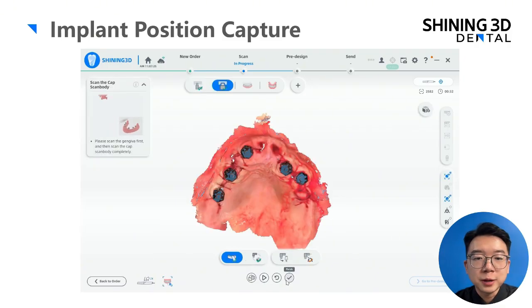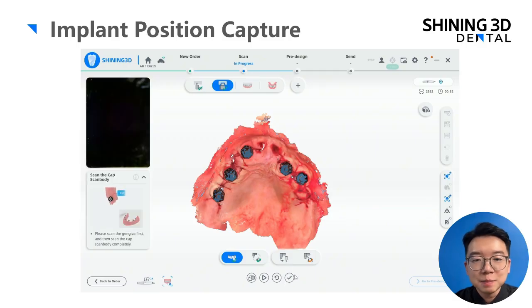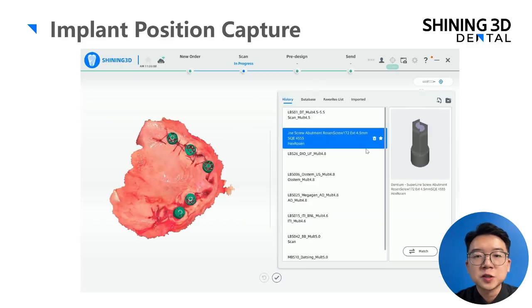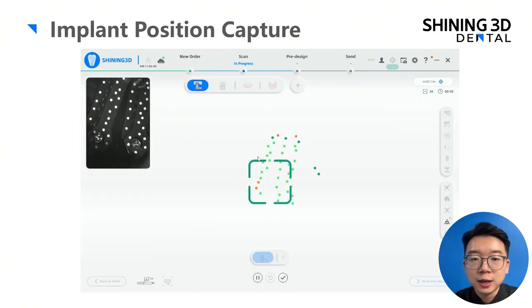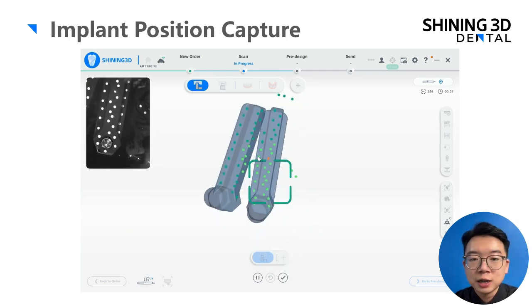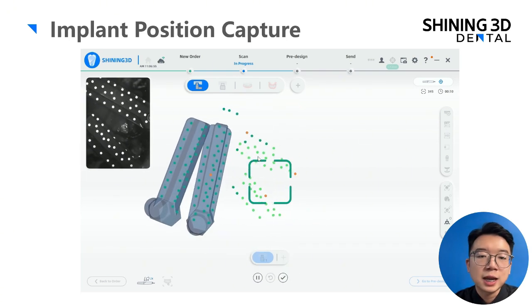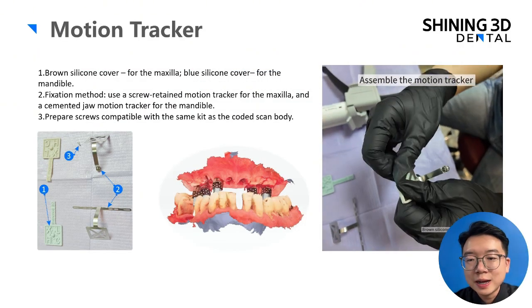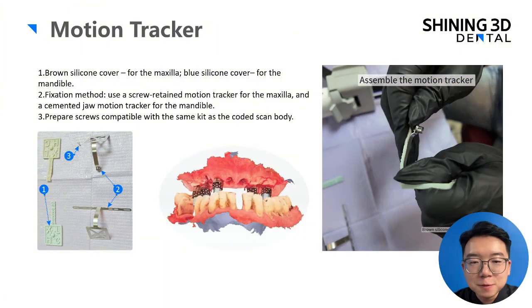And since we mentioned we're using the help of the CAP scan bodies, once we finish the scanning for the implant position, the software will automatically merge the implant position we captured with the soft tissue we just captured. And then we can convert the normal coded scan body data into scan body data of the brands that we are using for this case. Until now, all the intraoral scan data has been captured.